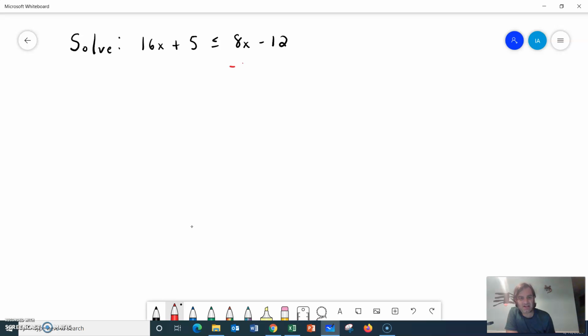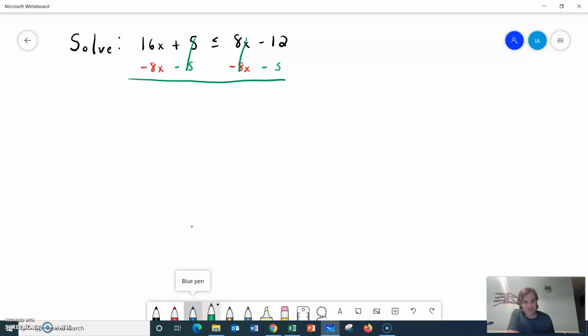In doing that, I will subtract 8x from both sides, and at the same time, I will try to get my non-x's to the other side, so I will subtract 5 from both sides. Of course, things cancel out. That's what I was aiming for. And what I get is 8x ≤ −17.